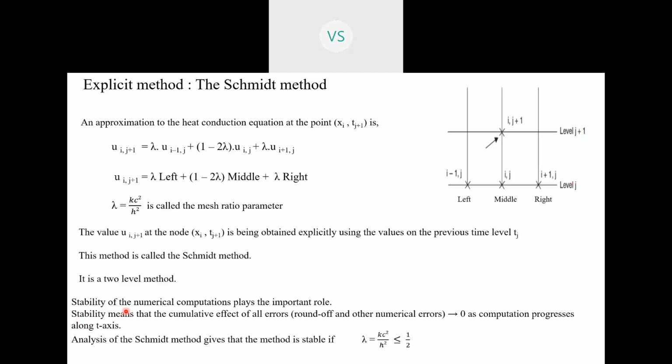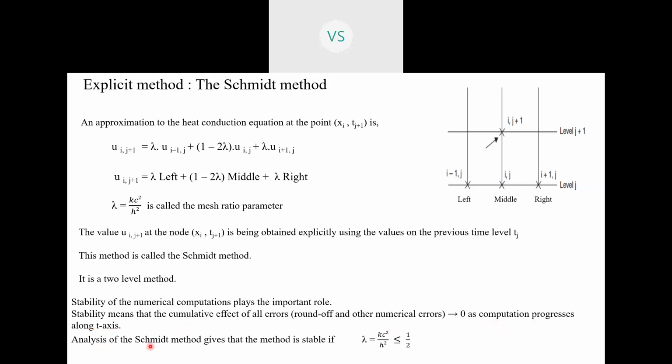Now, stability of numerical computations plays an important role. Stability is very important in numerical computations, like you have seen convergence in the Newton-Raphson method. Here there is a term known as stability. Stability means that the cumulative effect of all errors tends to zero as computation progresses along the t-axis.